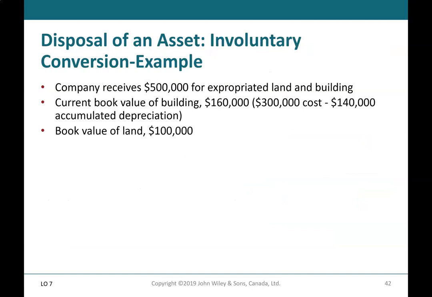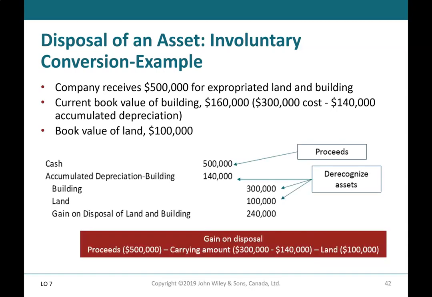Disposal of an asset in involuntary conversion example. The company receives $500,000 for expropriated land and building. The current book value of the building is $160,000, which is a $300,000 cost minus $140,000 accumulated depreciation. The book value of the land is $100,000.